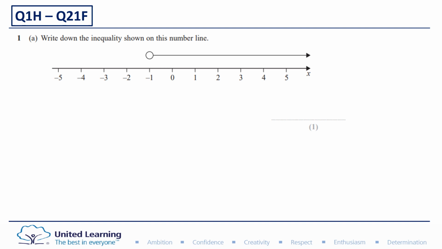So this is question 1 for higher tier and question 21 for foundation, and the question asks us to write down the inequality shown on this number line. So in order to work through this, we know that the circle is hollow, which means that the inequality is a strict inequality, i.e. it's not coloured in, so it's not or equal to, and we know that it starts at -1 and x can represent any value which is greater than -1.